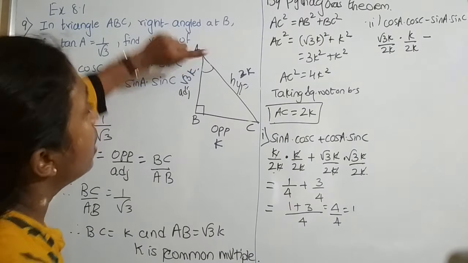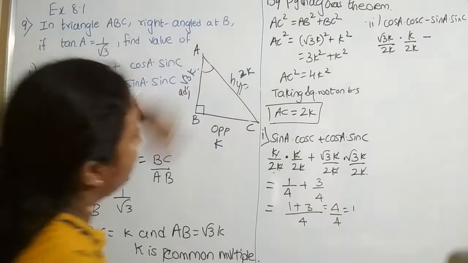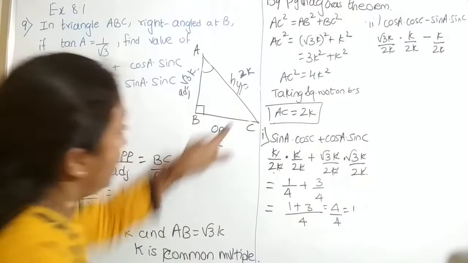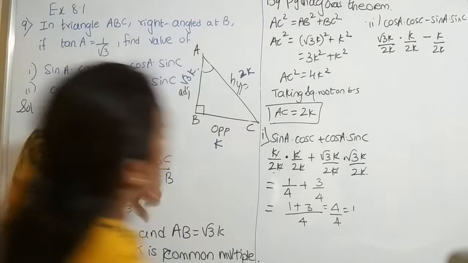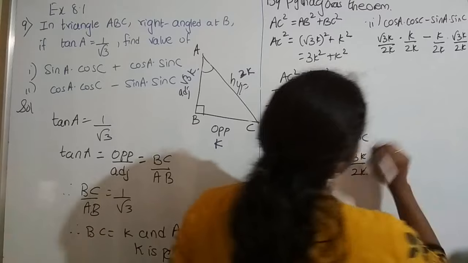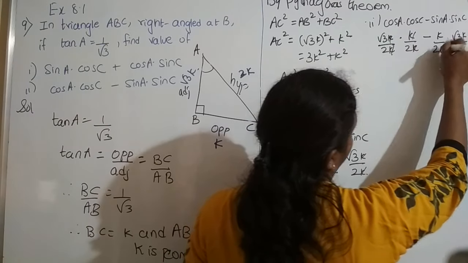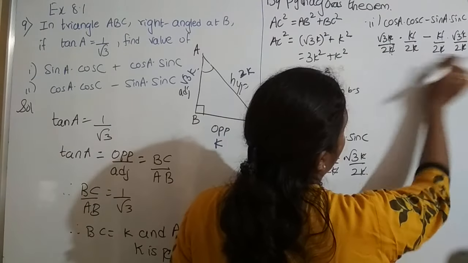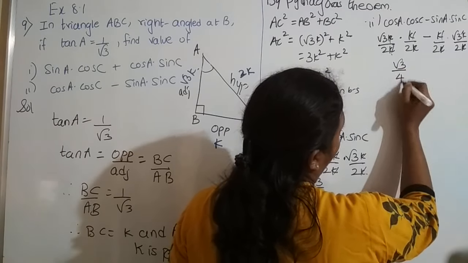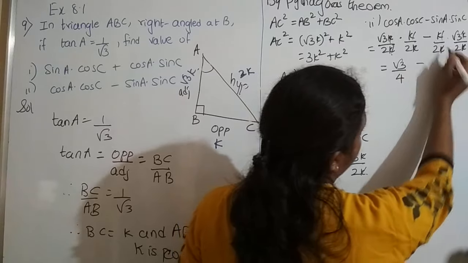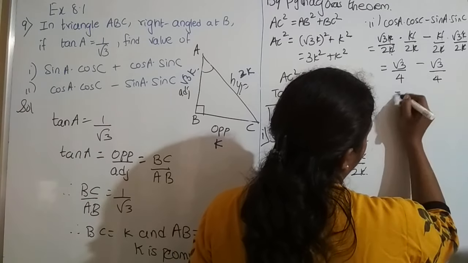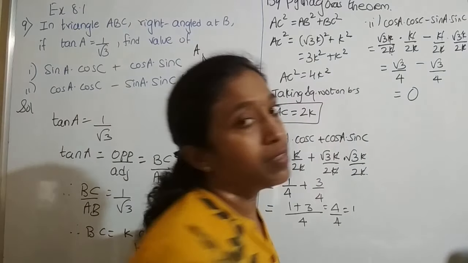I have here sin A. What is sin A? Opposite upon hypotenuse. So here k upon 2k, and here sin C is nothing but opposite upon hypotenuse. So we have root 3k upon 2k. So as you see here, we are cancelling k, actually they are the same terms if you observe carefully. So we have root 3 and 2 is 4, correct? And here we have minus root 3, and k gets cancelled, so 4. So they are one and the same term. So we give the answer as 0.